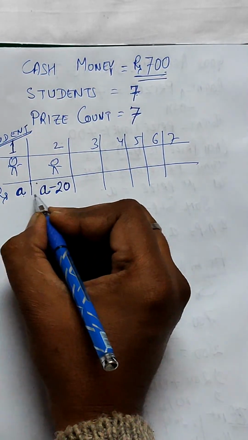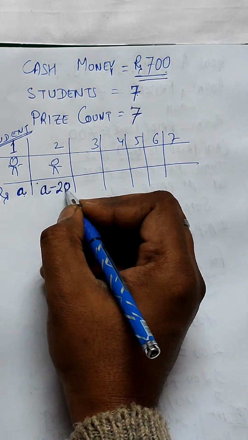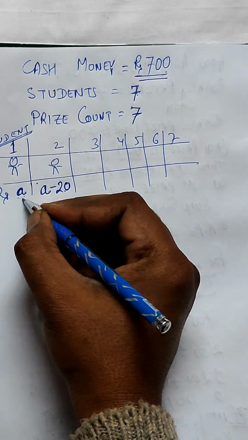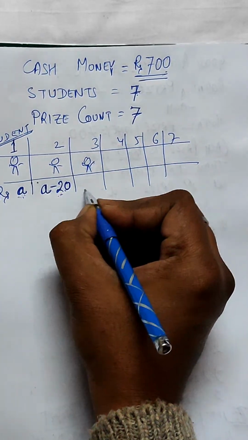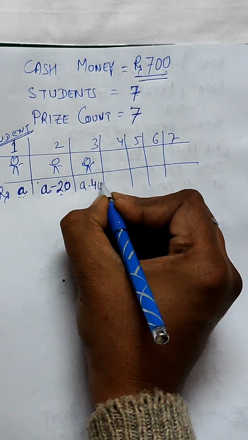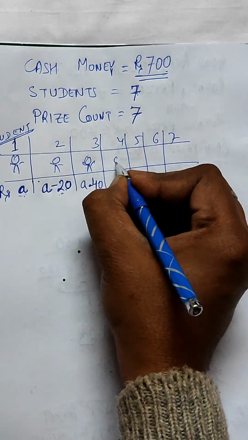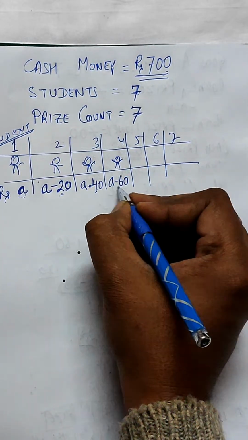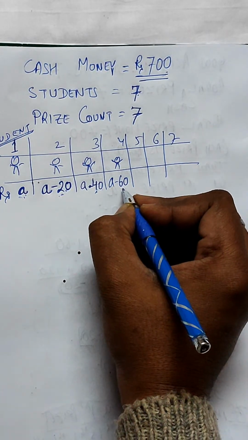Just mind it that it's given in the question that the student is getting rupees 20 less than the preceding one. That means the first student is getting A, then the second student is getting A minus 20, and the third student is getting A minus 20 minus 20, so it will be A minus 40. It is again reduced by 20. Fourth student will be getting A minus 60, because minus 20 and minus 40 add up to give A minus 60.